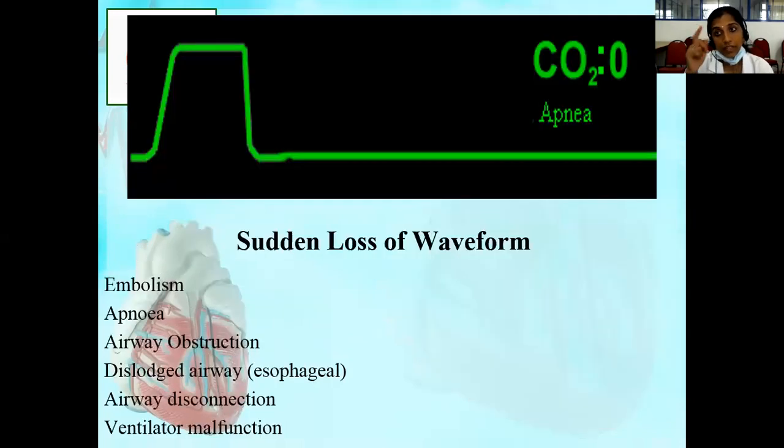This is a very dangerous situation, when EtCO2 is suddenly coming, and all of a sudden it stops. The first thing we'll do is see if the patient is breathing and if the circuit connections are adequate. There may be a problem anywhere in the circuit from the tube, some airway obstruction or dislodged airway, some disconnection, some malfunction. Otherwise, it can be pure apnea or embolism.